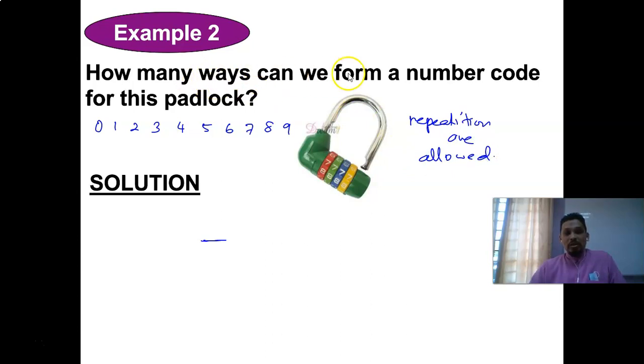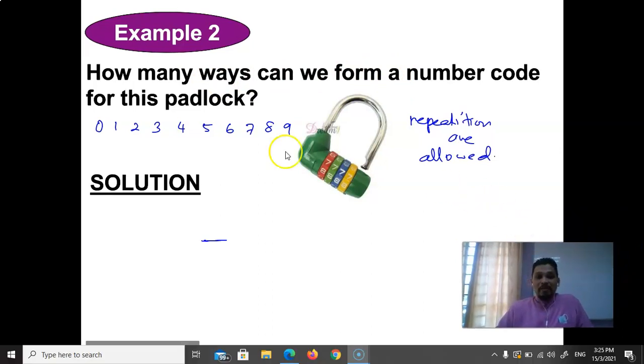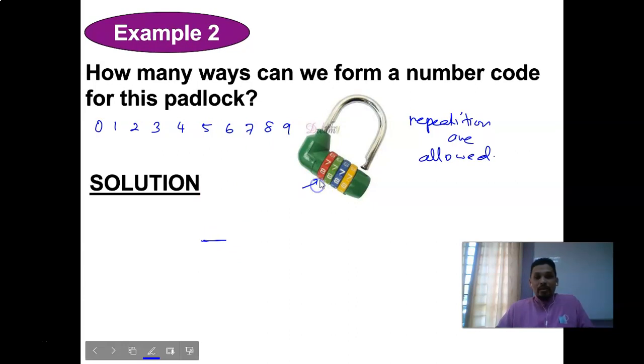It did not mention here that repetition is not allowed. So in general, we assume that repetition is allowed. Then from 0 up to 9, there are 10 of them. So we have four places. Let's take a look at the red one, the red color button here. And then second here is for green. The next is blue. And the last one here is yellow.